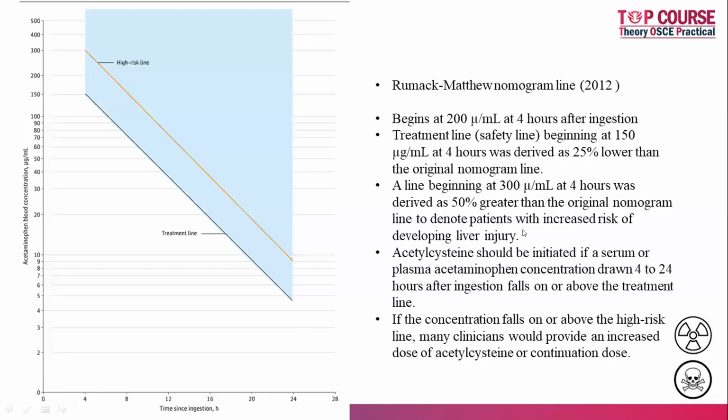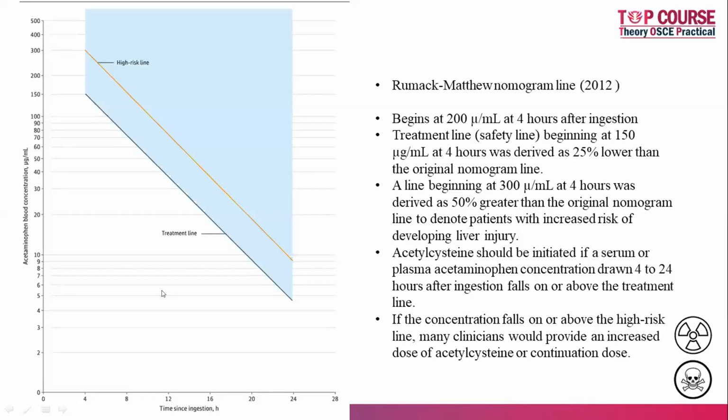Acetylcysteine should be initiated if a serum or plasma acetaminophen concentration, which is drawn 4 to 24 hours after ingestion, falls on or above the treatment line. If a patient comes within 4 to 24 hours and you have measured the serum paracetamol level, you should plot this on the nomogram, and if it falls on the treatment line or above that, then you give N-acetylcysteine. If it falls below the treatment line, you need not give N-acetylcysteine.